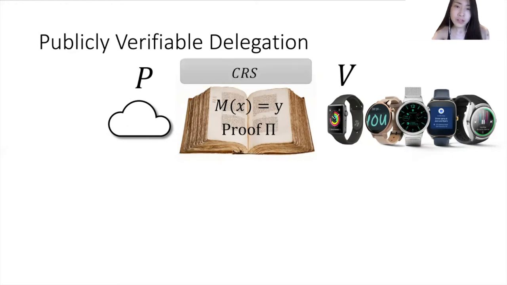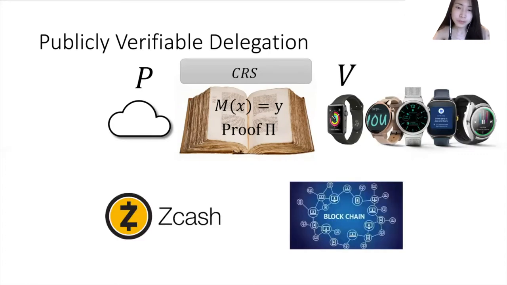And to actually realize such schemes, we will work in the common reference string, or CRS, model. Now, publicly verifiable delegation schemes are essential to decentralized applications such as cryptocurrencies and blockchains, where you really want to allow anyone to be able to verify the proofs.